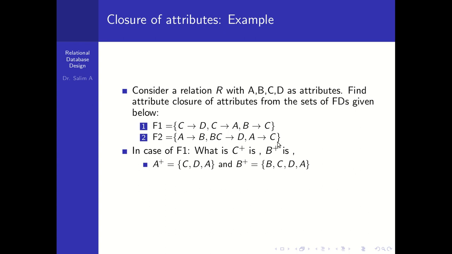What about this one? F2 is another set. A determines B, BC determines D, A determines C. What is A closure? A closure will have A, then because of this FD, B will be added.